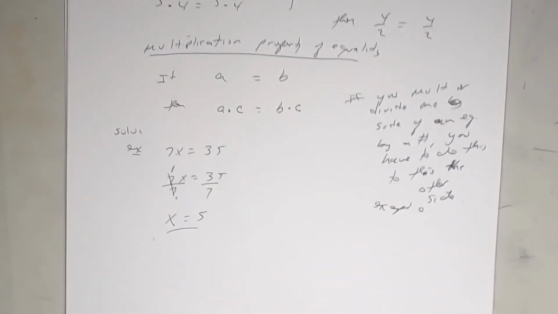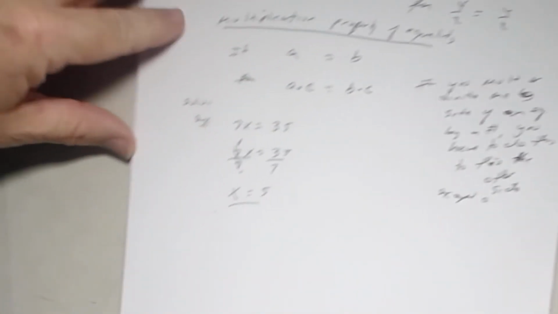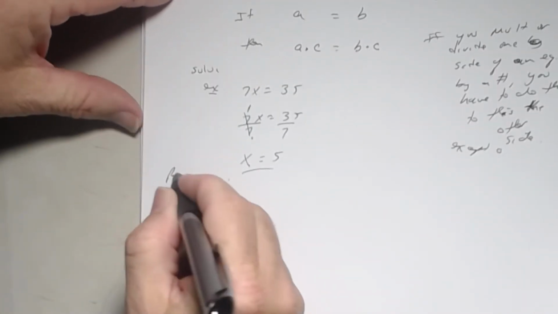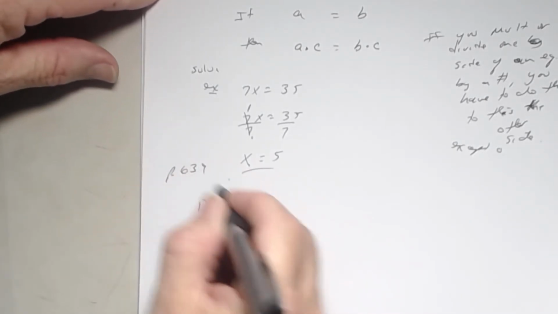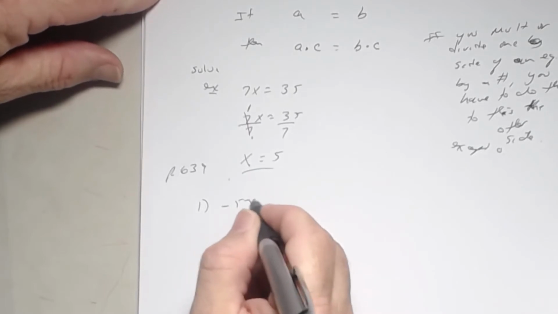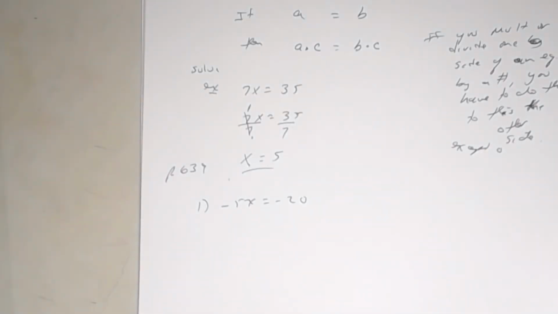All right, so let's look at number 1, and this is on page 639. You have negative 5x equals a negative 20. Trying to get x by itself. Right now, what am I doing to x? Multiplying it by what? What's the opposite of multiplying by negative 5? Divide by what? Negative 5. Not positive.